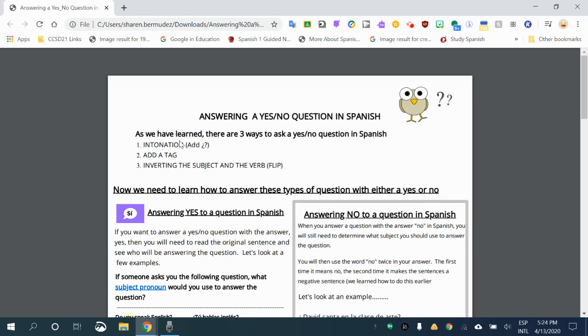And the third way was the one we learned last week. The last one was inverting the subject and the verb, which I call flipping. And that one is where the subject and the verb actually switch spots. So instead of the subject being first and the verb second, the verb would be first and the subject of the sentence would be second.